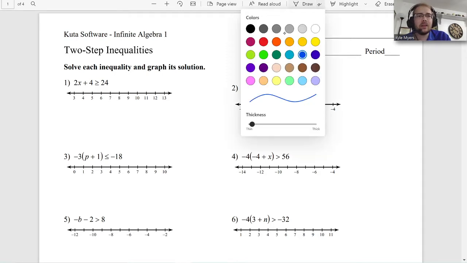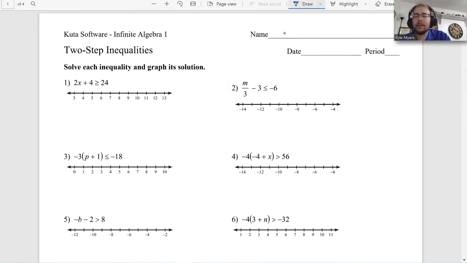Shocker. So let's go ahead and look at what happens when we want to solve two-step inequalities and graph their solutions. Well, like the name implies, it's two steps, so it's going to take two things to get the x or whatever the letter is by itself. So let's move this 2x over. It's this thing right here. Plus 4 greater than or equal to 24.